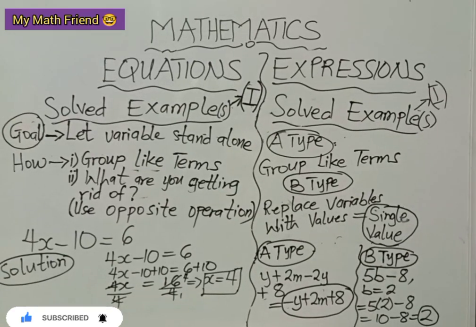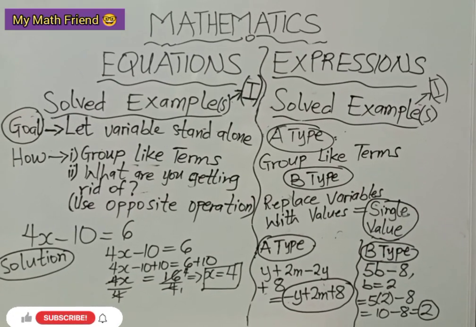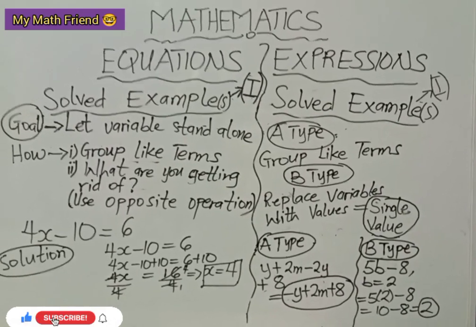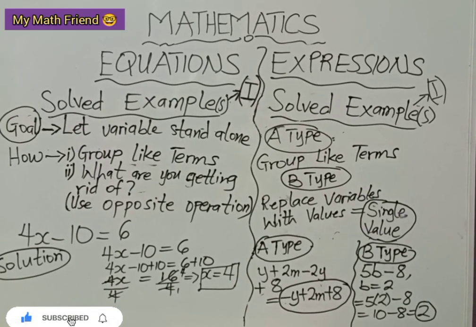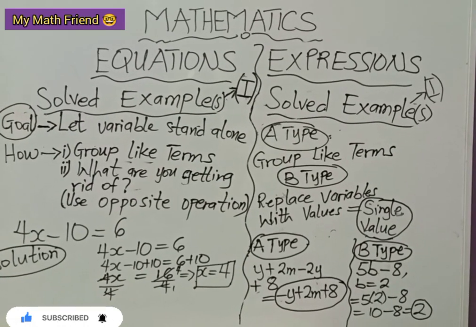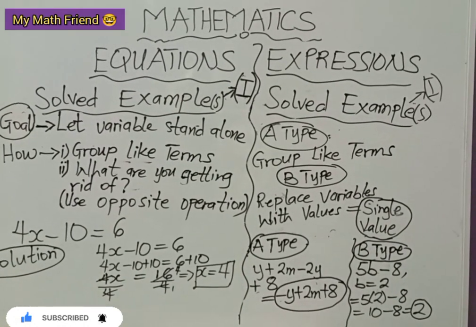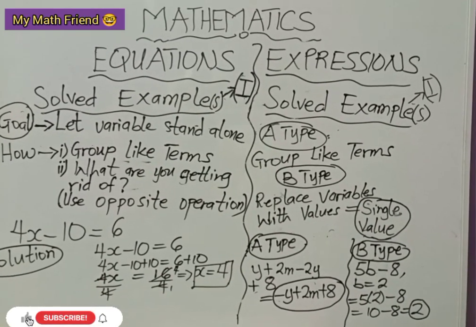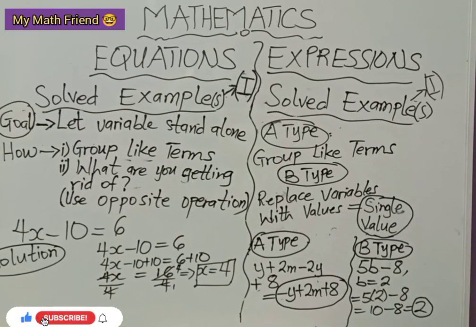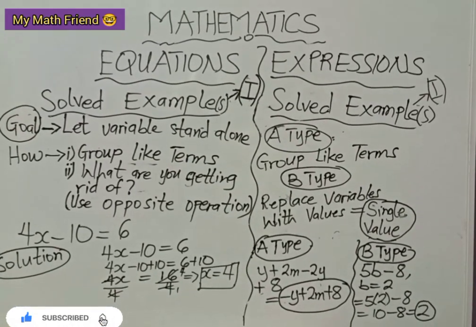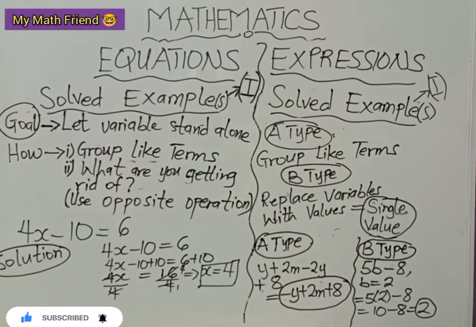Now let's begin with the variables. We have y. Do you have another y term there? Yes, that is negative 2y. So if I group or bring them together, the y there is positive y. So positive y minus 2y gives us negative y. Now the other term is 2m. Do we have another m term? No. Do we have a constant there, apart from the 8? No. So they just stand alone.